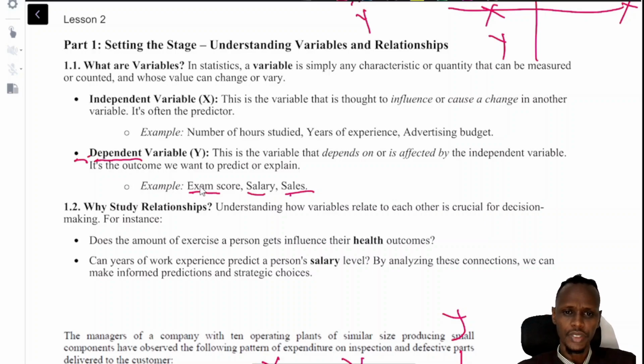For instance, does the amount of exercise a person gets influence their health outcome? Does it? And is health dependent or independent? So the exercise is independent while health is the dependent variable.